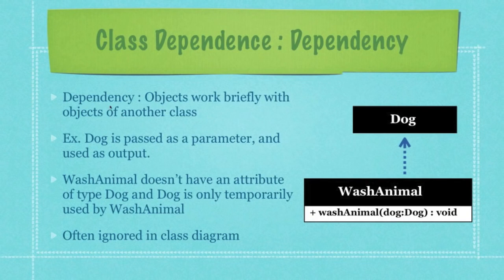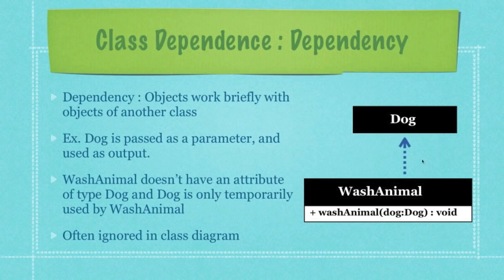So let's go into a dependency relationship between classes. Here we have an example where we have a dog object that can be passed to a method of the class washAnimal. In this situation, it is just simply passed in as an attribute, and then let's say maybe we print something out to the screen that has the dog's name or what have you. And then washAnimal is done with dog and has no other relationships with dog in absolutely any way. It is just simply used on a local level inside of a method and then discarded. This is but one example of a dependency relationship between two classes.